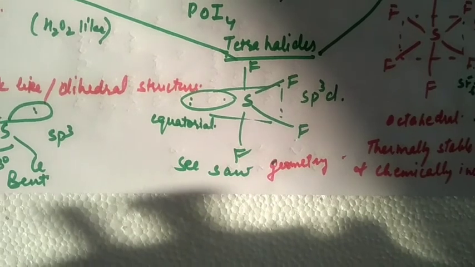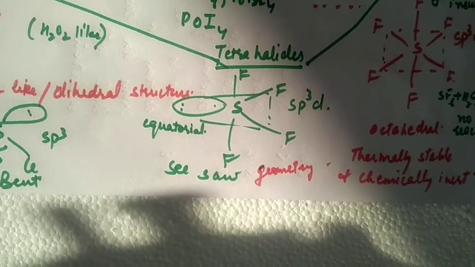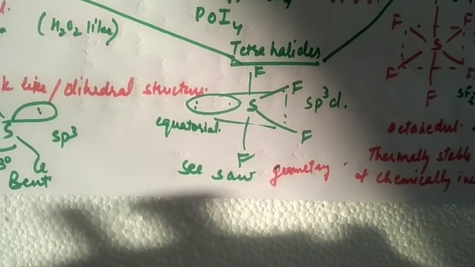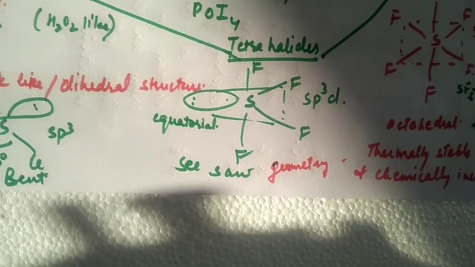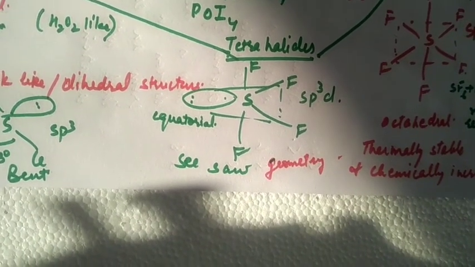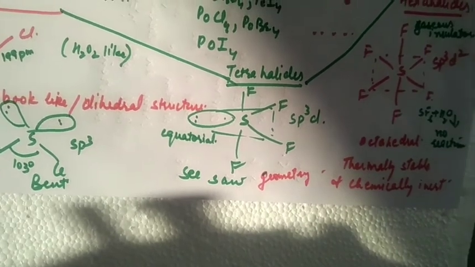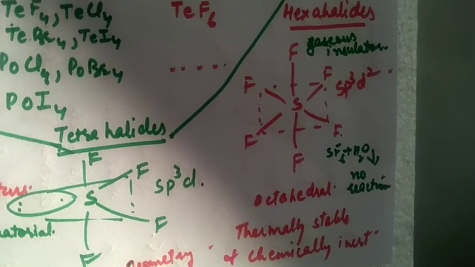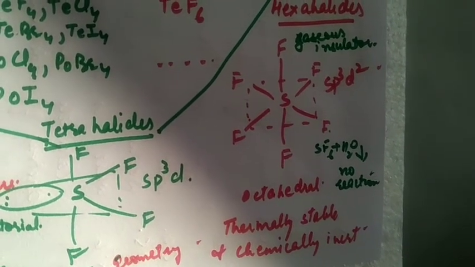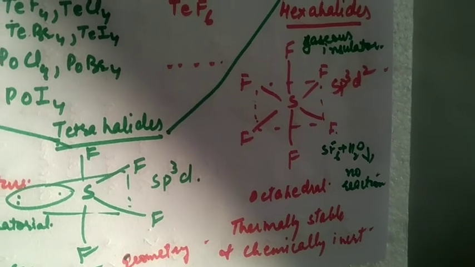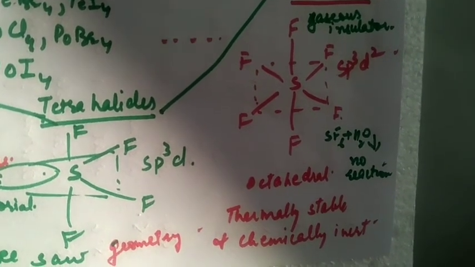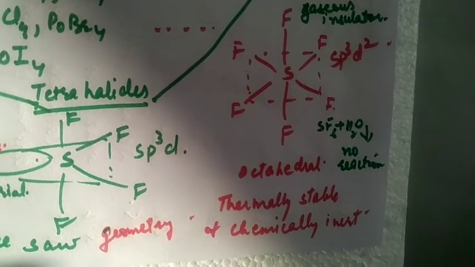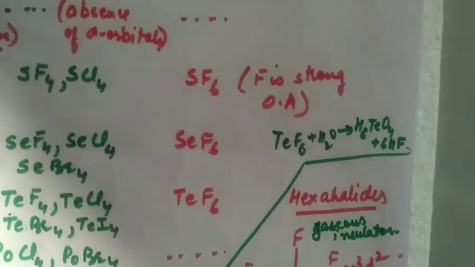In tetrahalides, sulfur undergoes sp3d hybridization. Geometry is trigonal bipyramidal, but because one of the equatorial positions is occupied by a lone pair of electrons, the structure becomes seesaw-like. So the geometry is seesaw. In the case of SF6, the octahedral structure, sp3d2 hybridization, fluorine atoms surround the sulfur atom in such a manner that no other chemical can attack it, so it is thermally stable and chemically inert, so it will not react with water or any other compound.